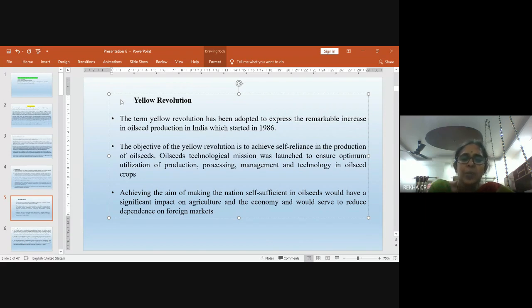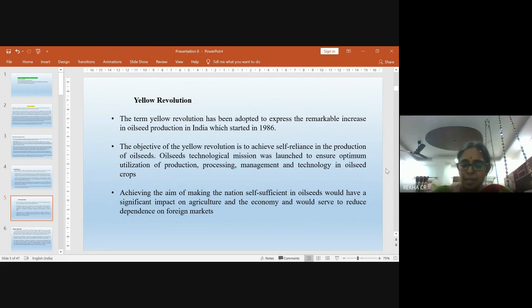So the main objective of this revolution is to achieve self-reliance in the production of oilseeds. So this oilseeds technology mission was launched to ensure optimum utilization of production, processing, management, and technology in oilseed crops. So achieving the aim of making the nation self-sufficient in oilseeds has a significant impact on agriculture and the economy, and it serves to reduce the dependence on foreign markets.